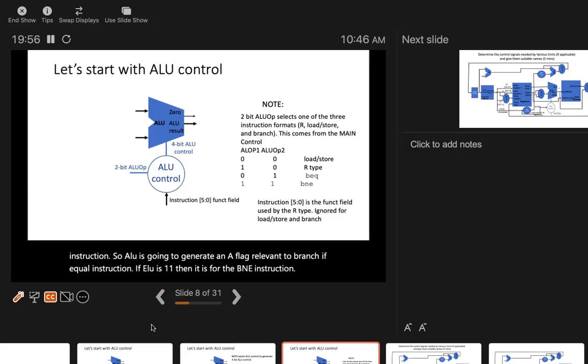What I would like for you to do is take the next 1 minute to note this very important table. This table will be critical for you to decide on the control signals. It will also be critical when I give you your quiz, where I ask you to determine the control signals for a given instruction. So please note that table.